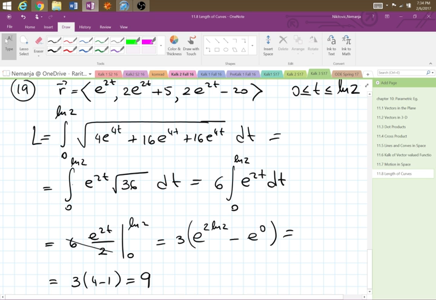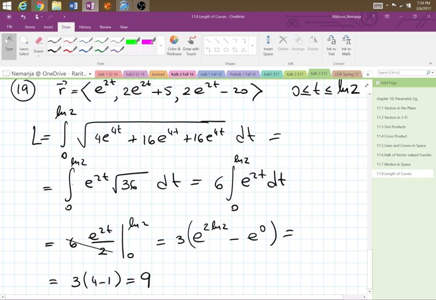One, two, three components, so it's a 3D vector. Derivative of this will drop 2 down. When you square that, you get 4e to the 4t. Derivative will drop 2, and 2 times 2 is 4, squared is 16, e to the 4t again. Derivative of plus 5 is 0, so that's gone. Same thing happens with the minus 20. 16 plus 16 plus 4 is 36, whose square root is 6.